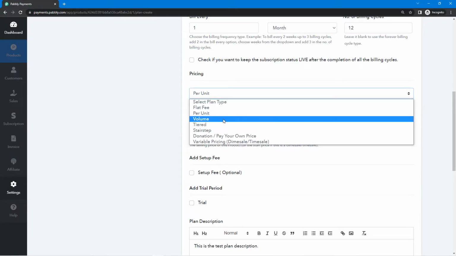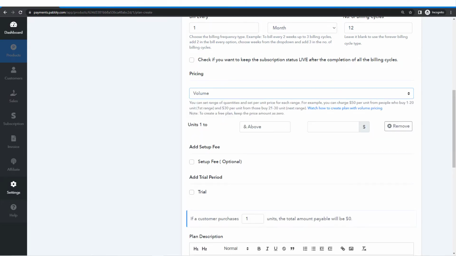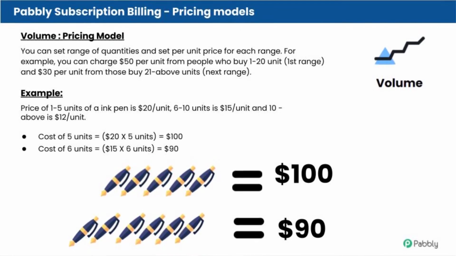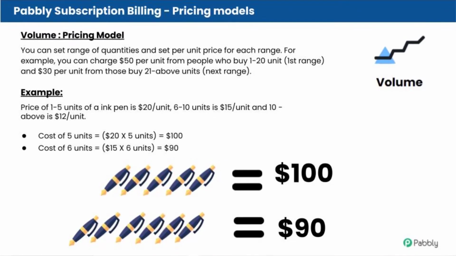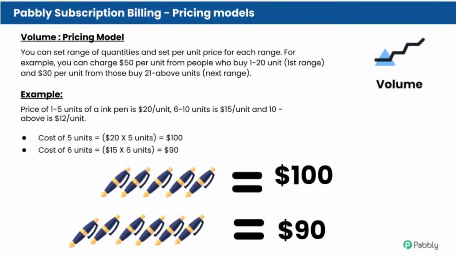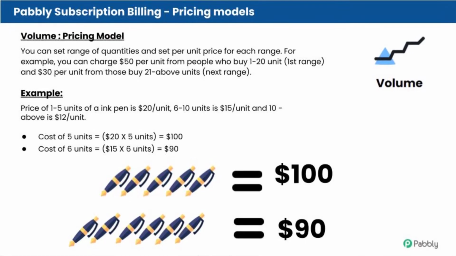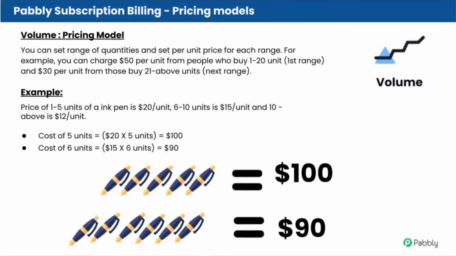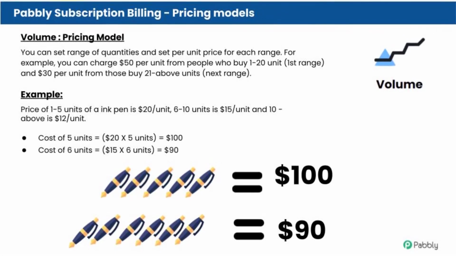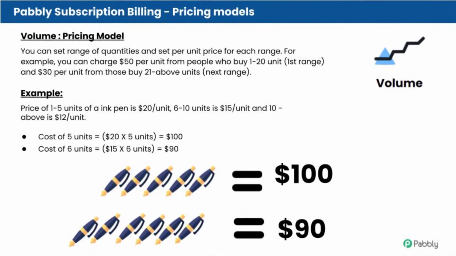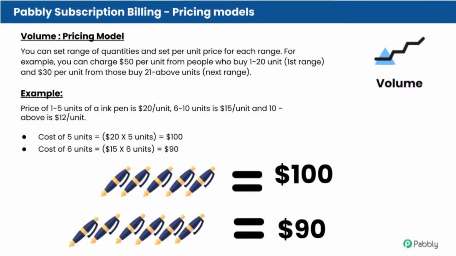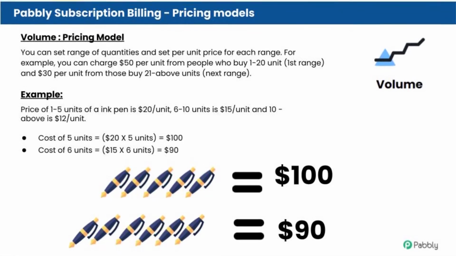The third pricing model we have here is the volume pricing model. In the volume pricing model, we can set ranges of product and assign a per unit price to each range. What does this mean? We're going to understand this with an example. Let's say I sell these ink pens. We have set a range from 1 to 5 units with the per unit price as $20, from 6 to 10 units with the per unit price as $15, and from 11 units and above with the per unit price as $12.